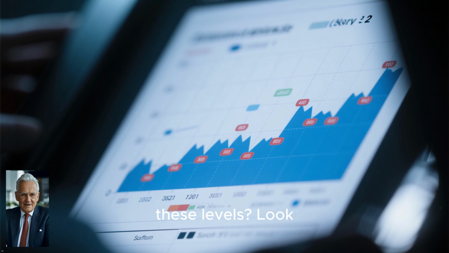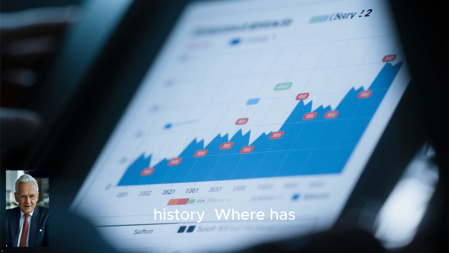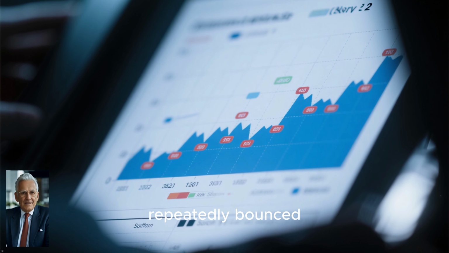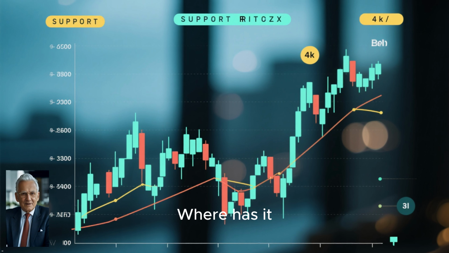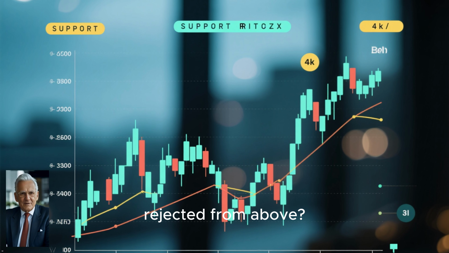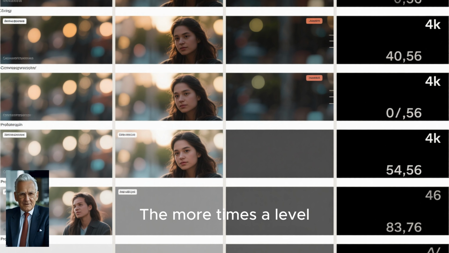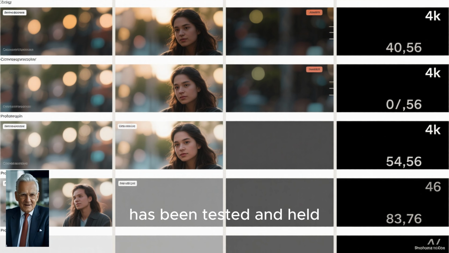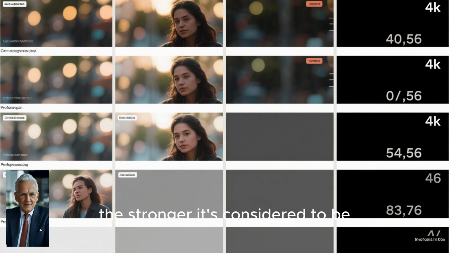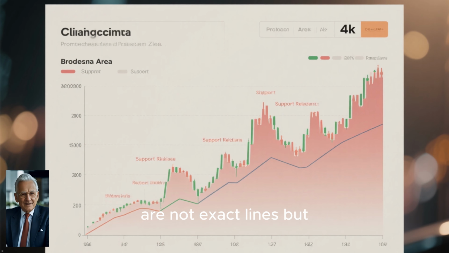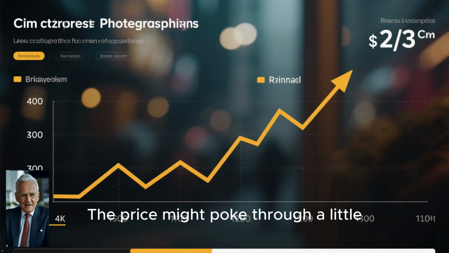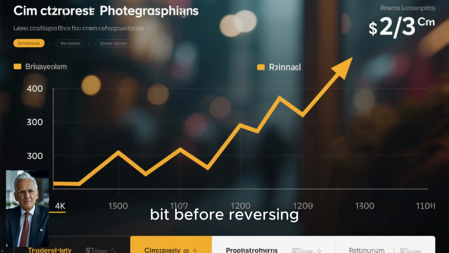So how do you find these levels? Look at the chart's history. Where has the price repeatedly bounced off from below? That's your support. Where has it repeatedly been rejected from above? That's your resistance. The more times a level has been tested and held, the stronger it's considered to be. A key thing to remember is that these are not exact lines, but rather zones. The price might poke through a little bit before reversing.